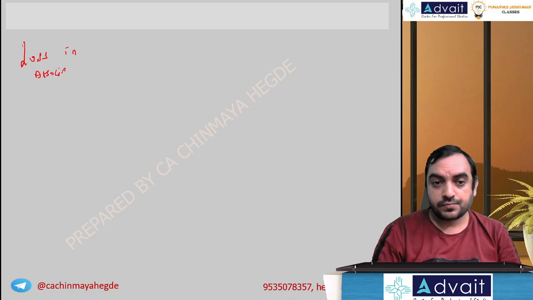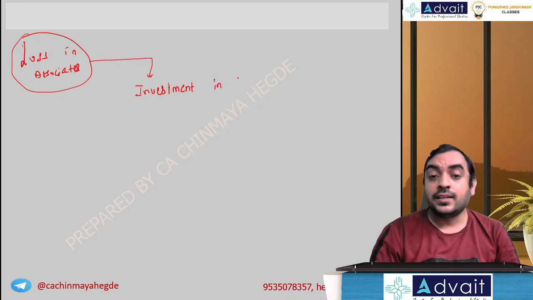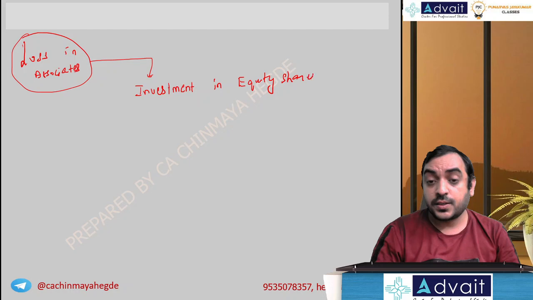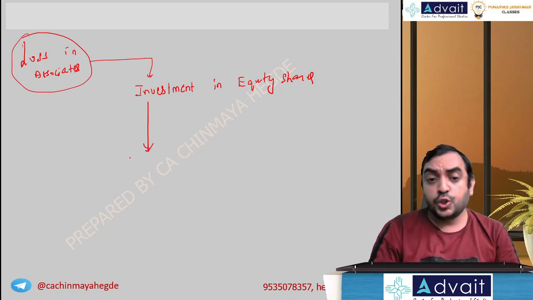So when you have a loss in associates, this you can write down. I'll give time to write down. Loss in associate: first adjust against investment in equity shares of associate. Basically, equity method you follow. If you have a further loss, then you go for investment in preference shares.